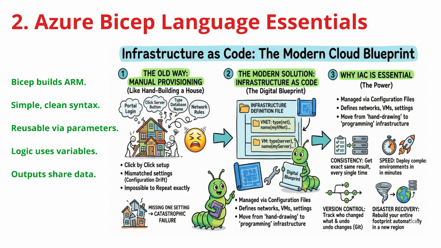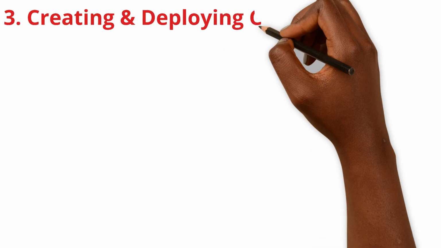4. Outputs. Information sharing. Once Azure is done building, outputs spit out useful data. Connections. This could be the unique ID of a new server or a connection string that another tool needs to work.